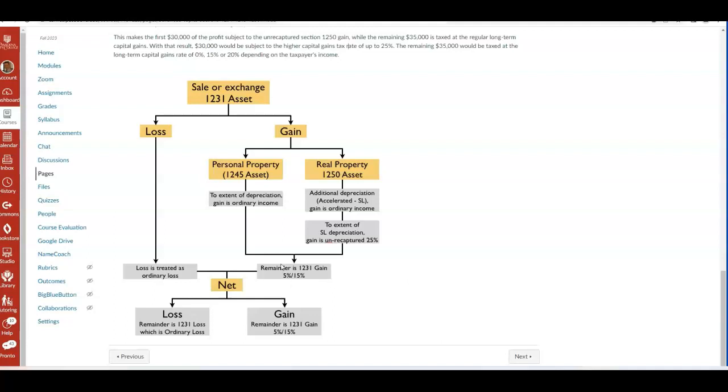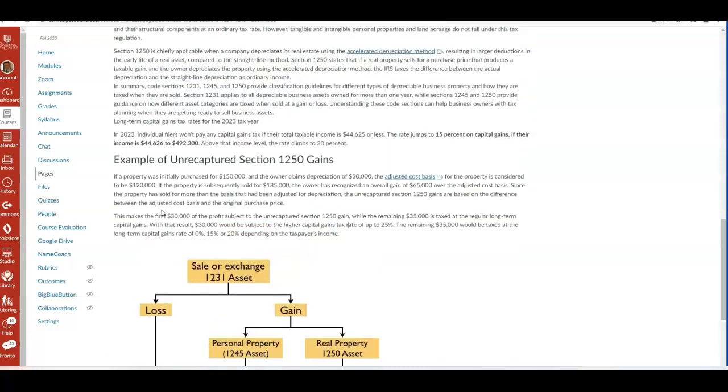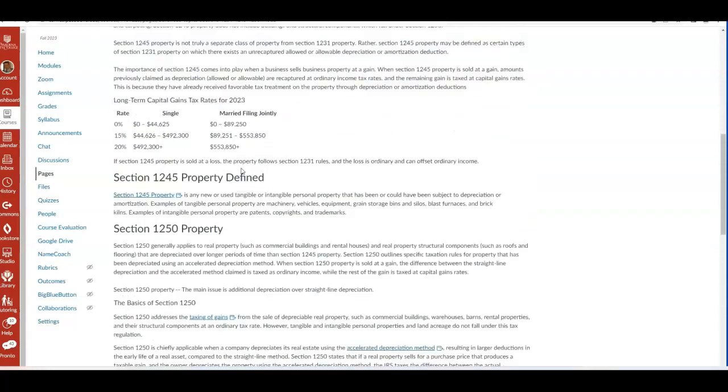Now imagine you have a capital gain in here, and you might have a loss. So bottom line, you have to net them. Let's say you have two different scenarios. You net them, and if you have a loss, the remainder is 1231 loss, which is ordinary loss. And then if you have a gain, that will be capital gain that you will pay tax on. So that should be right here.